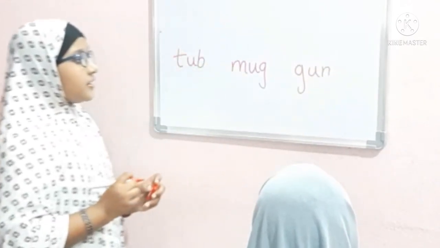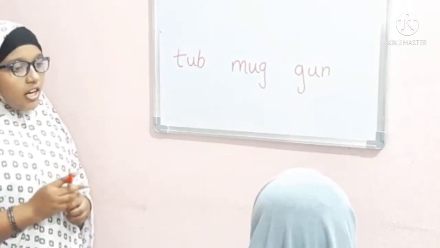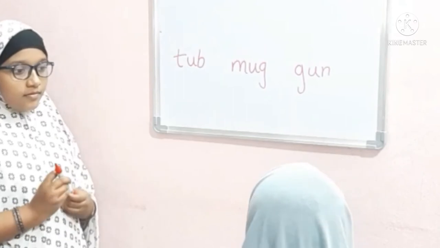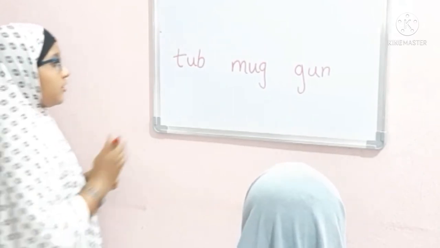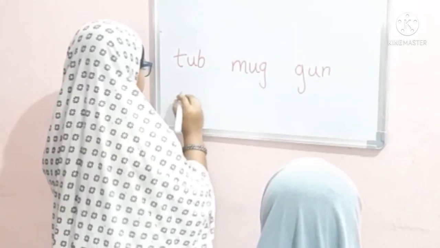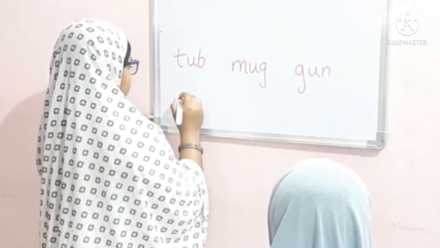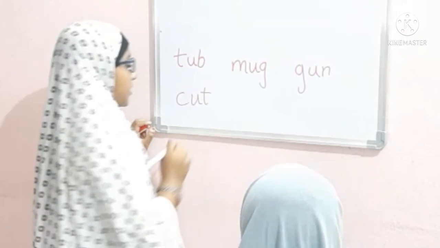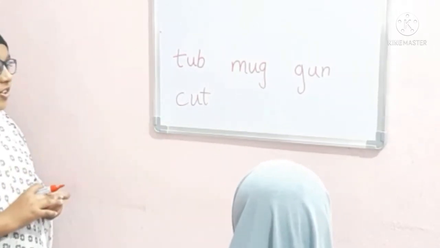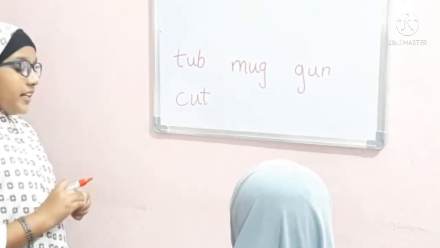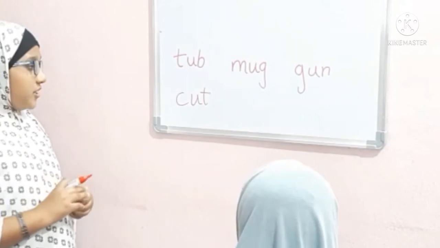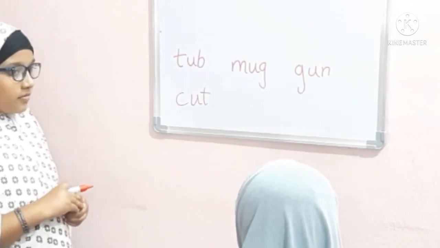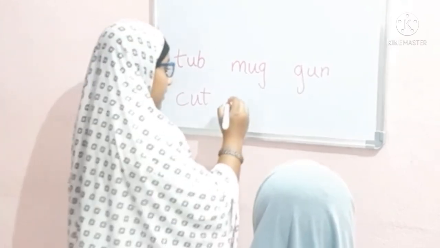What is this, Aliza? G-U-N. What is the sound of G? Ga. And what is the cluster? U-N, ga, un, gun. What is this, Aliza? C-U-T. What is the sound of C? Ka. What is the cluster? U-T, ut, ka, ut, cut. U-T, but.